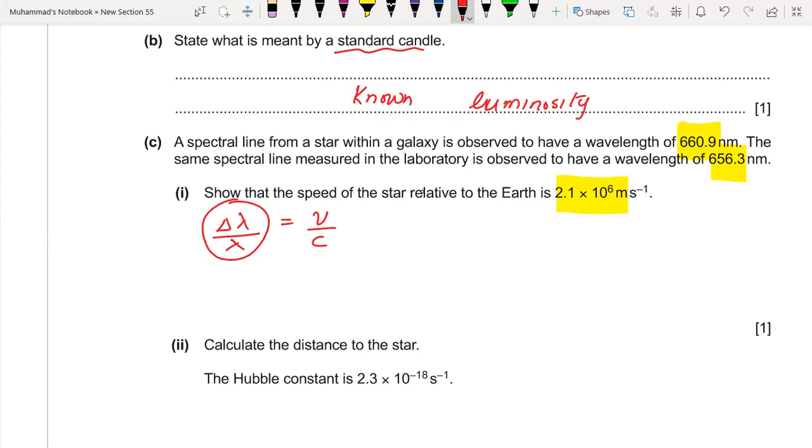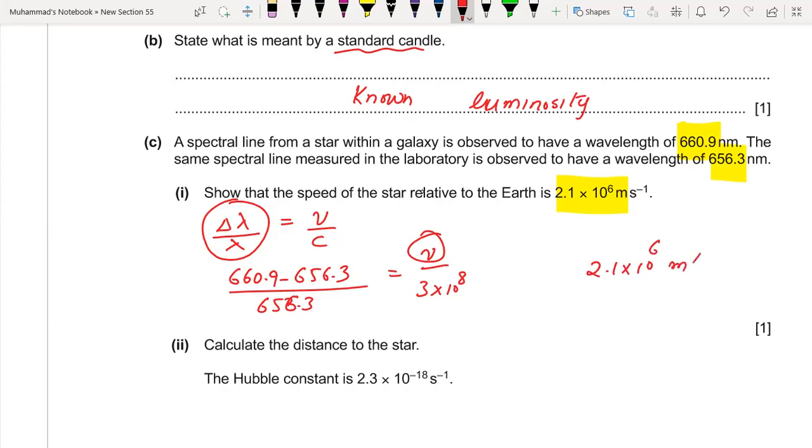So the change in wavelength is 660.9 minus 656.3, divided by the original wavelength, 656.3. That is speed over speed of light, which is 3 into 10 to the power 8. So from here you can easily calculate that the speed of the star is given by this, that is 2.1 into 10 to the power 6 meter per second.